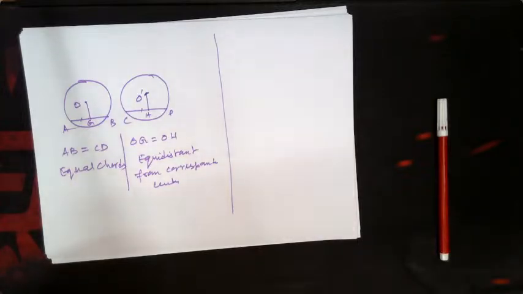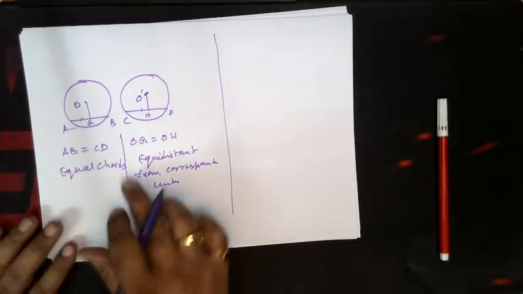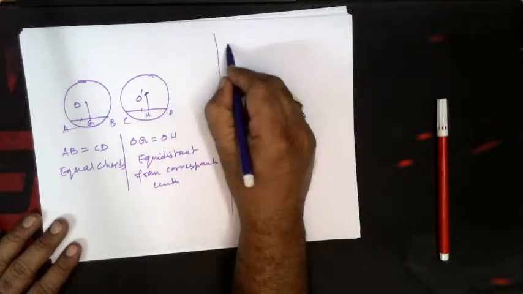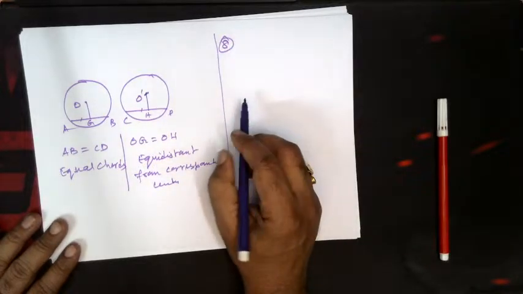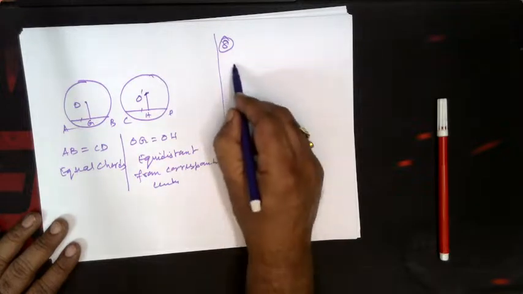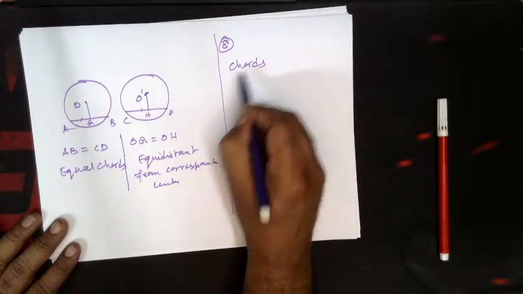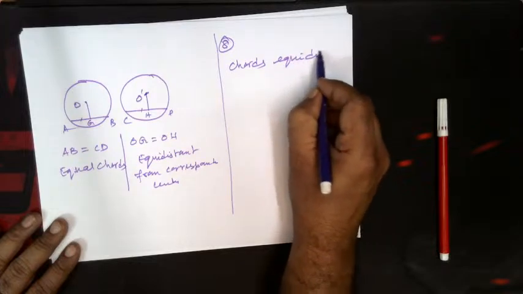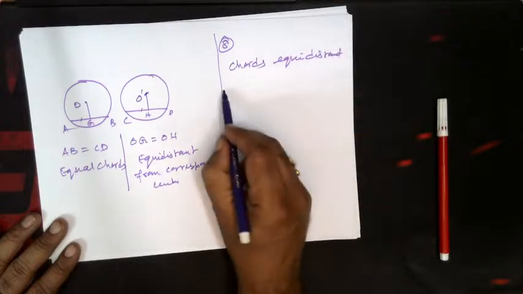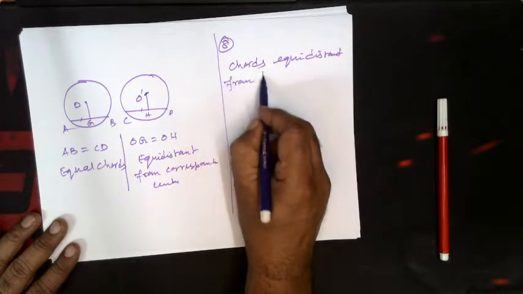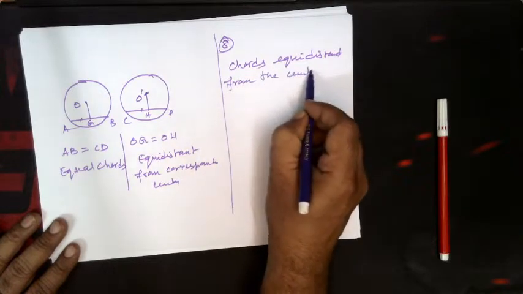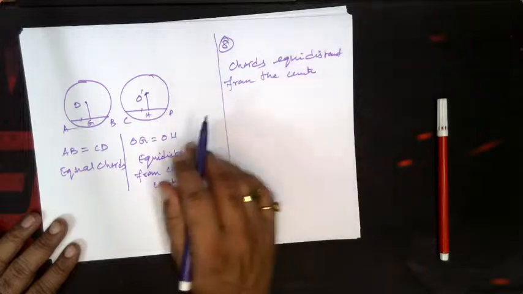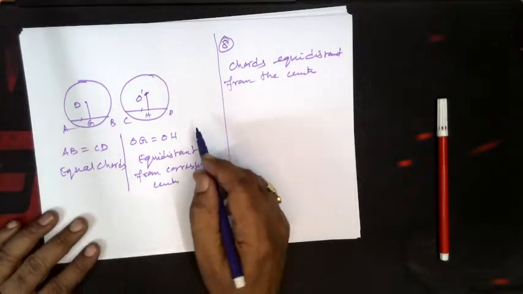Next one. Let us move to the 8th point. This is the converse of the 7th one. Here, chords equidistant from the center, or from the corresponding center in the case of congruent circles.